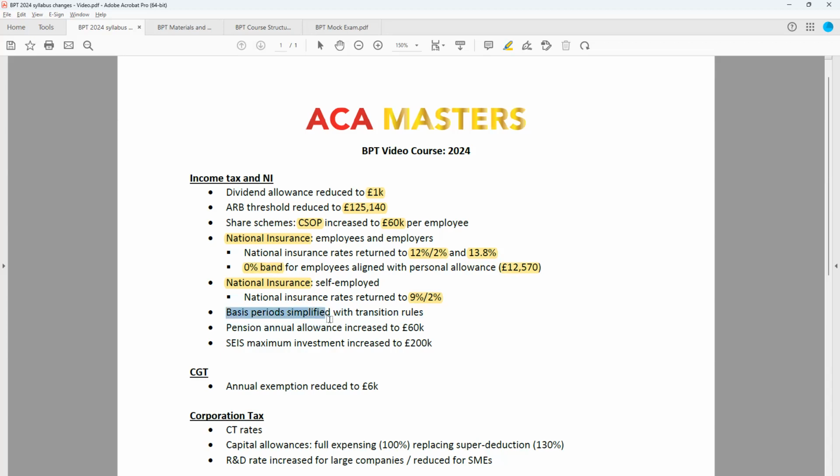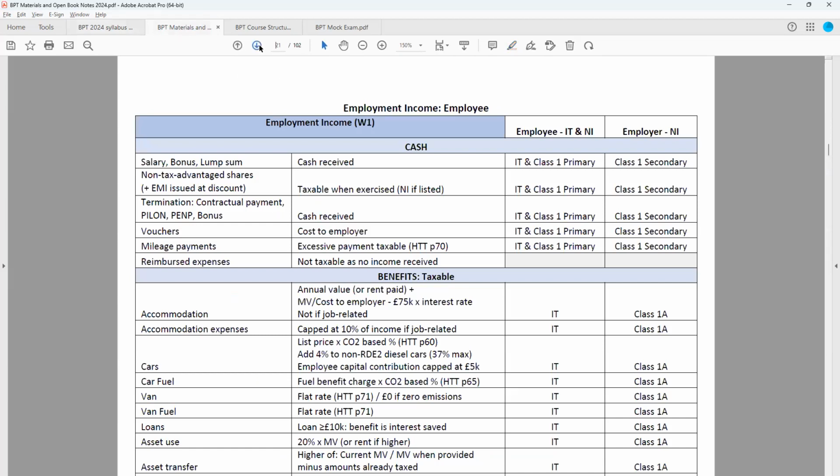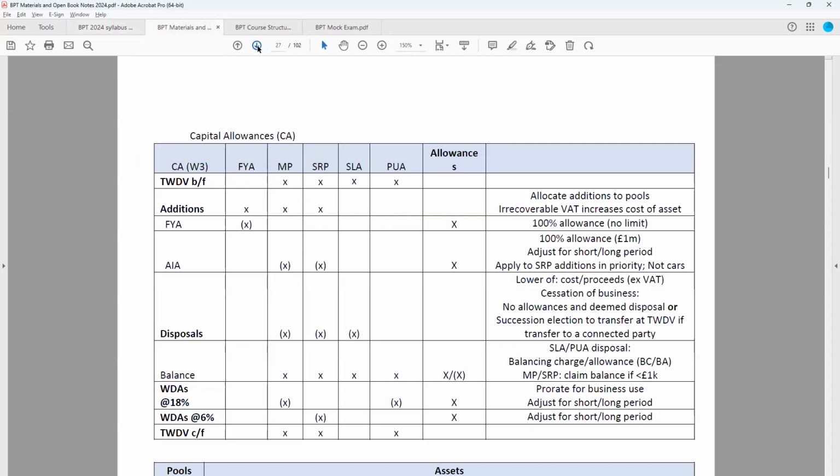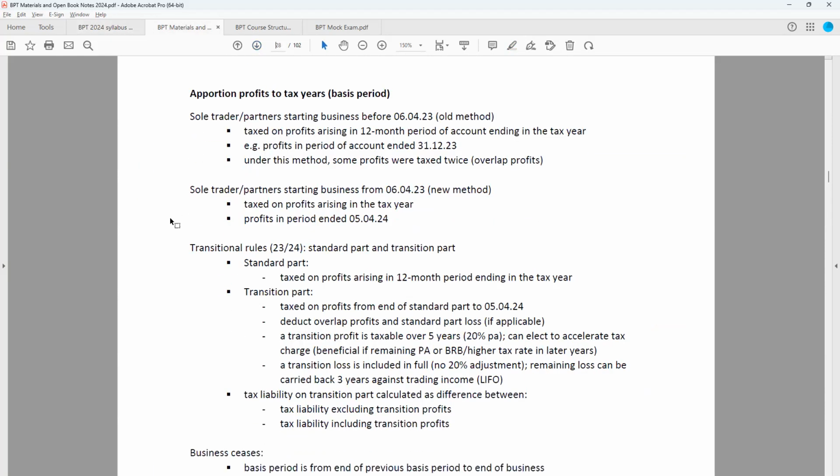Basis periods have been simplified, so it's quite nice to have a simplification in the tax rules for a change. You probably remember when you did principles of tax and TC, how complicated basis periods were in allocating the profits to each tax year. This is greatly simplified now in that everything will be based on the tax year profits which arose in the tax year.